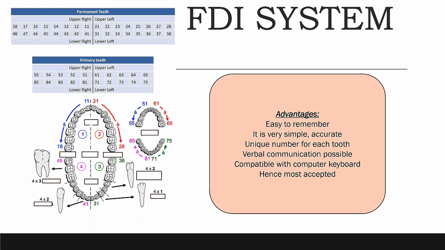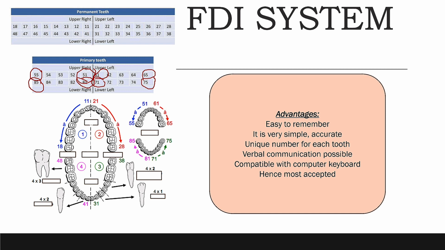5, 6, 7, 8 quadrant. 5 for upper right, upper left given as 6, lower left 7, lower right as 8. Okay. So number starts from the midline. Upper right central incisor as 5, 1 up to the second molar as 5, 5. Then comes toward the upper left central incisor 6, 1 towards the second molar as 6, 5. Lower left central incisor 7, 1 up to 7, 5 for the lower left second molar. 8, 1 as for lower right central incisor and 8, 5 for lower right second molar.